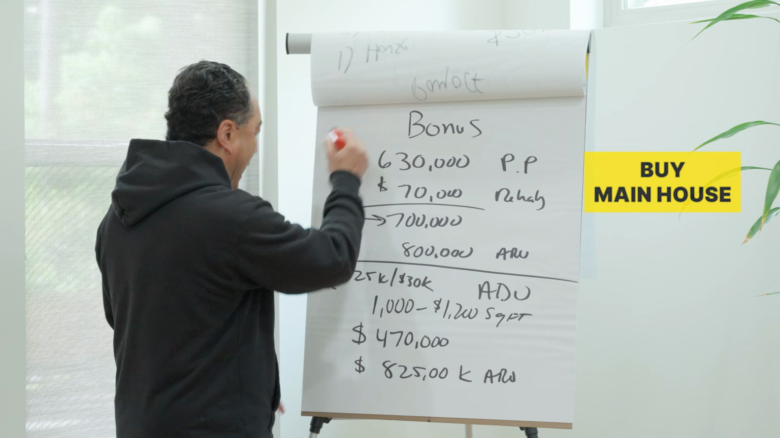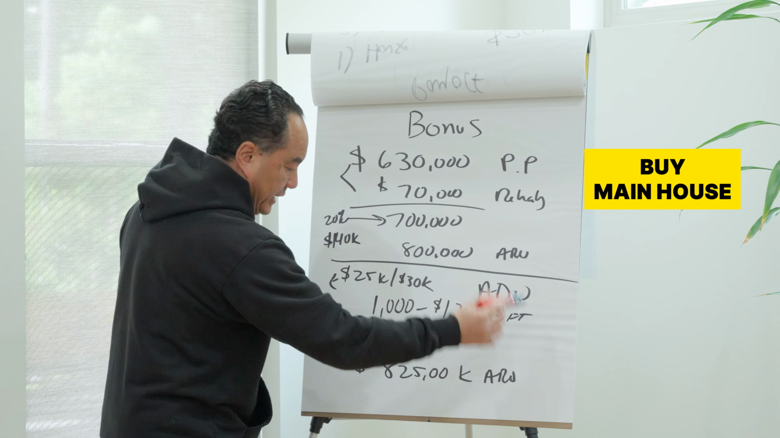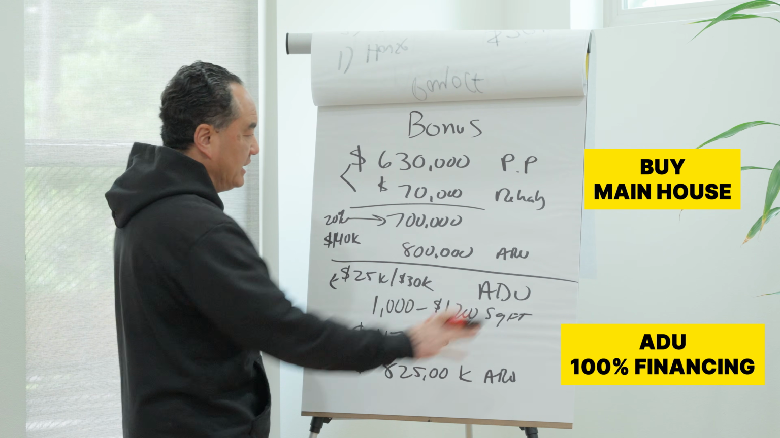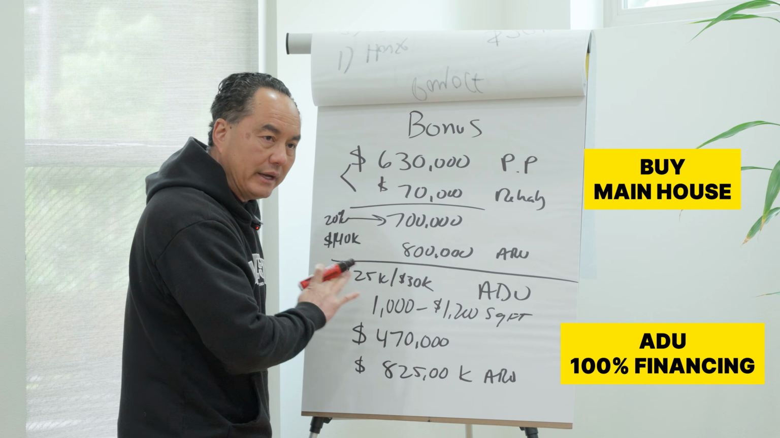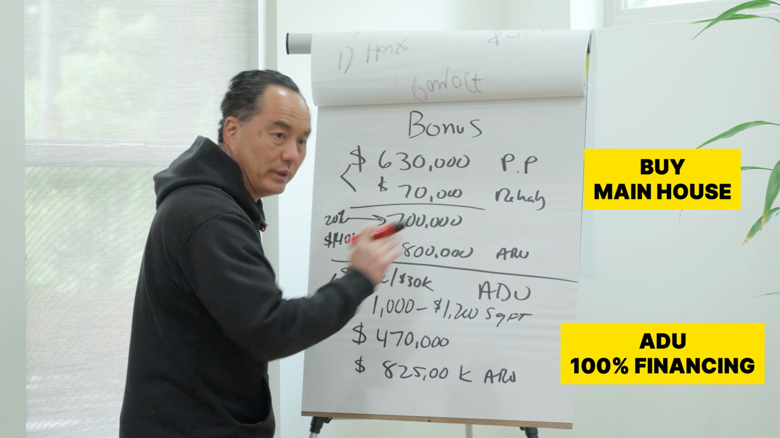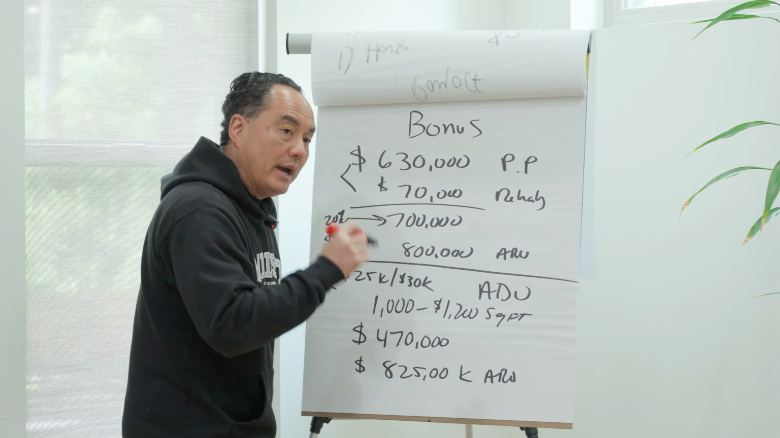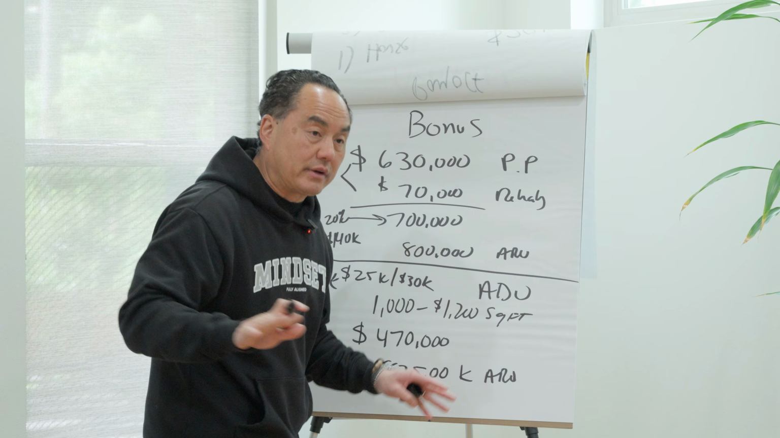So again, all you buy is the main house. This, plans and permit, and then you get a construction loan for 100% financing. This is the game changer right here. This did not exist when I started real estate. This is what I'm doing right now. This is what I'm teaching my kids how to do. And this is what I'm teaching a lot of students across America how to do right here.